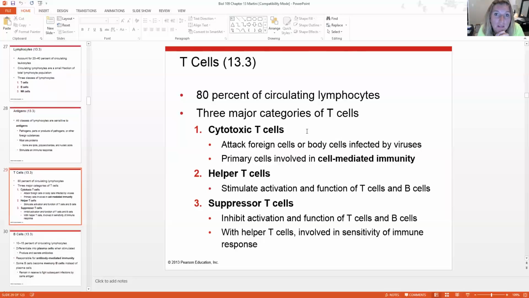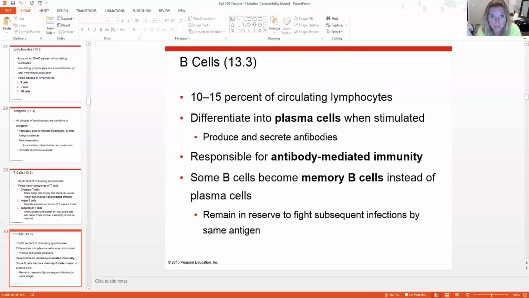You have helper T cells. These stimulate the activation and function of T cells and B cells. And then you have suppressor T cells. These are there to actually inactivate or turn off your T cells and B cells.